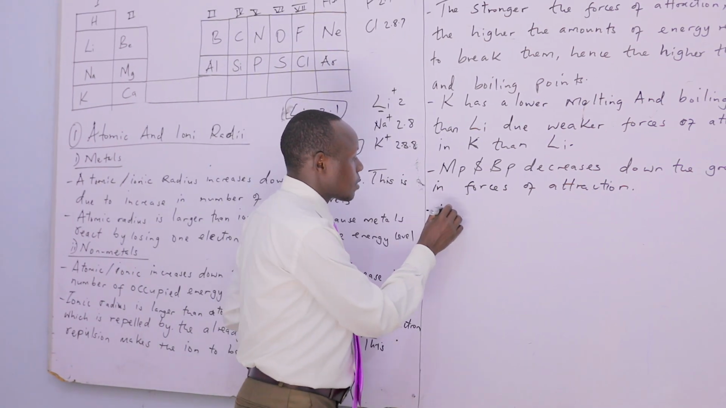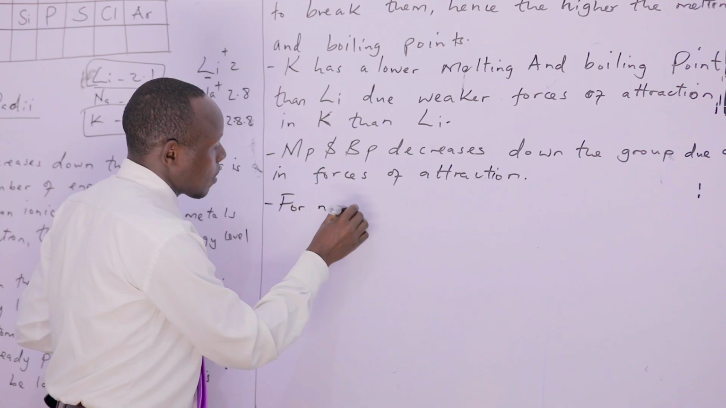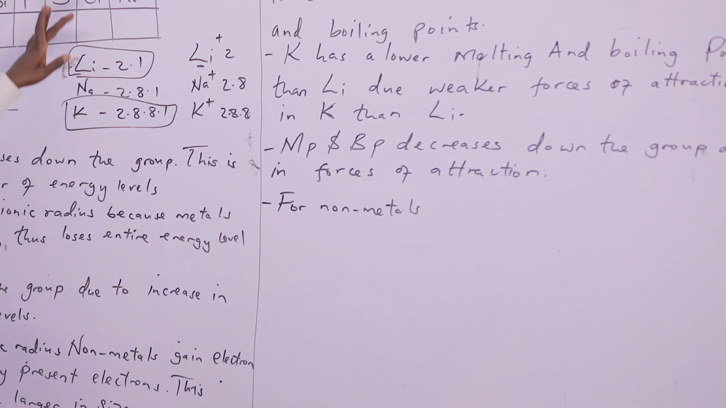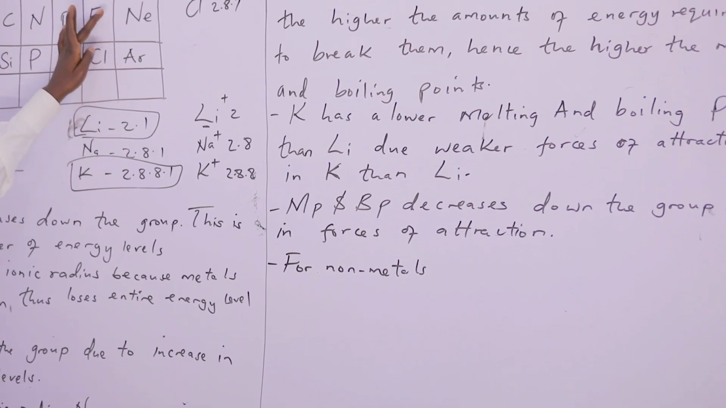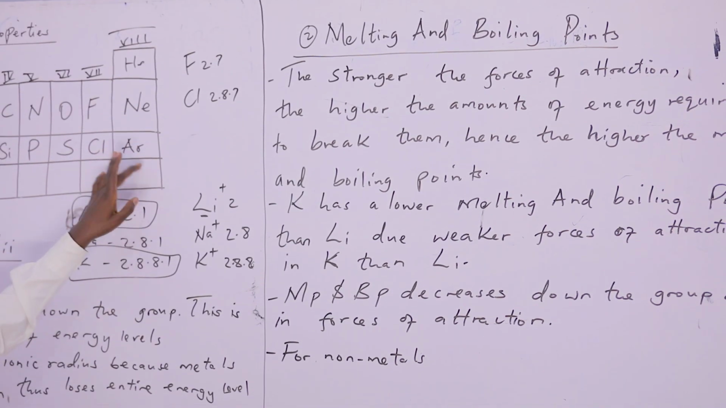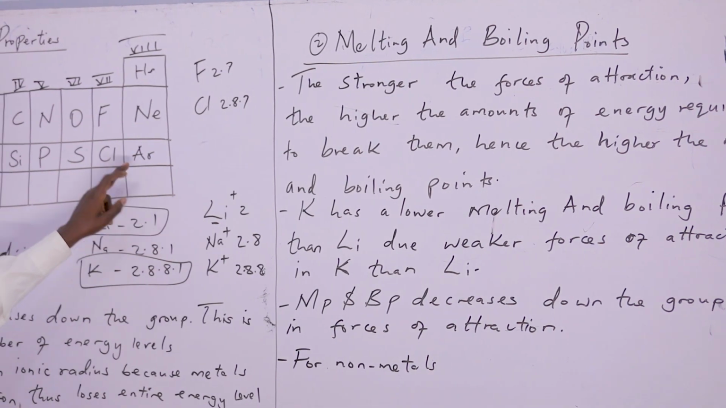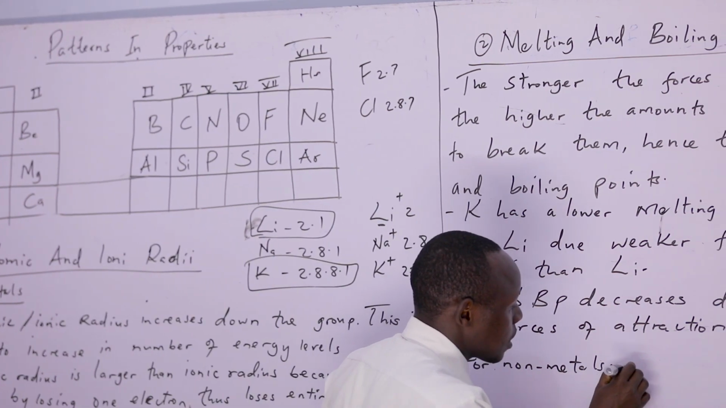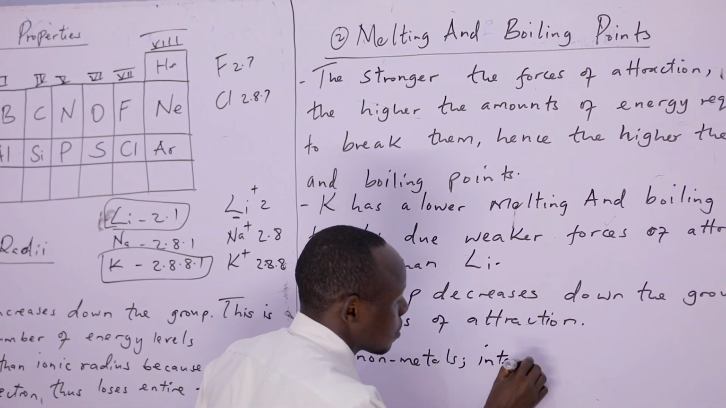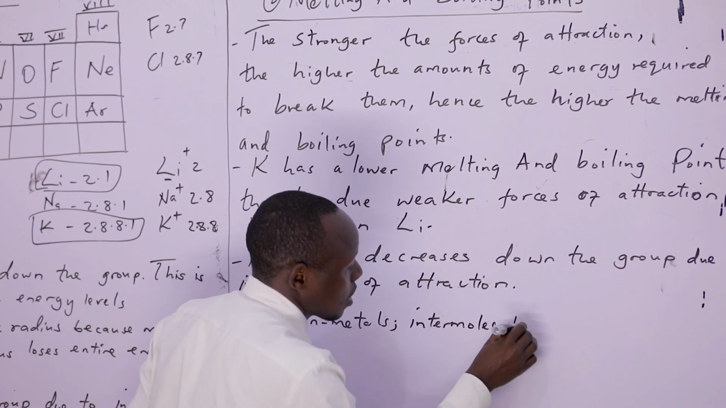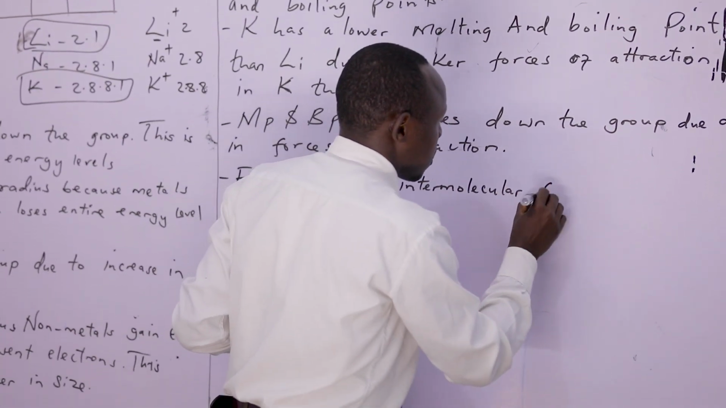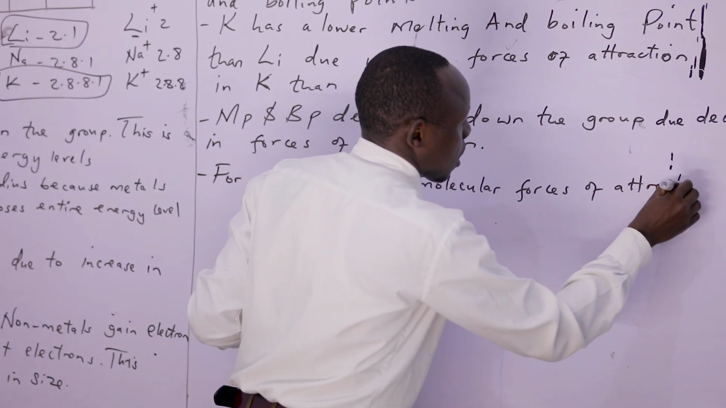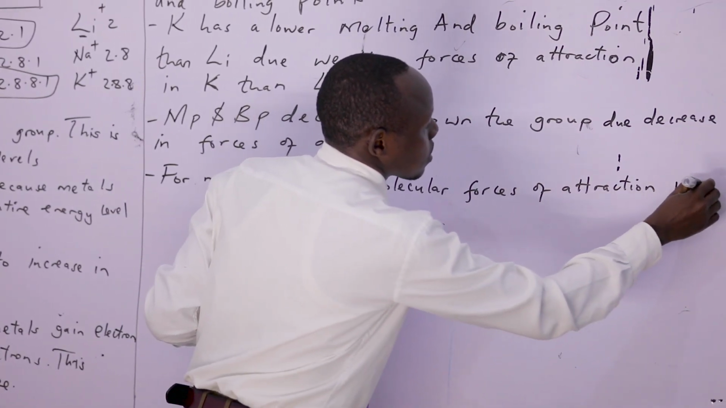For non-metals, the example we use is group 7 and group 8, halogens and noble gases. So for halogens and noble gases, intermolecular forces of attraction increases down the group.